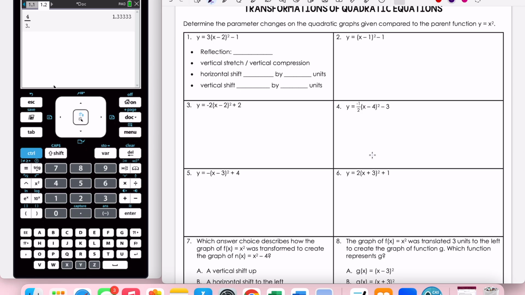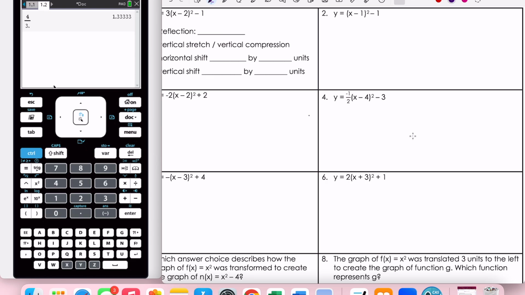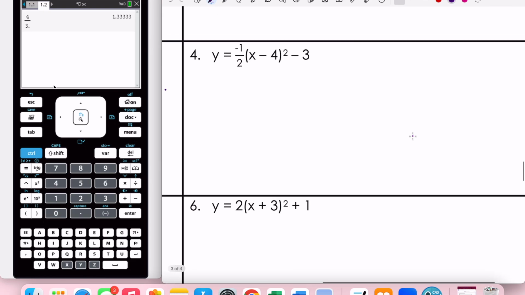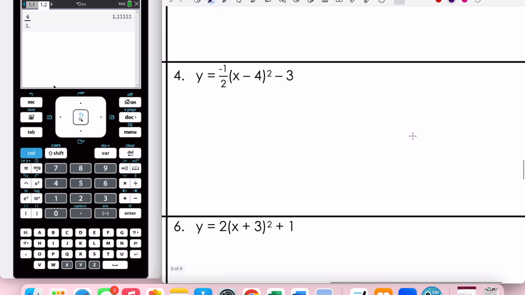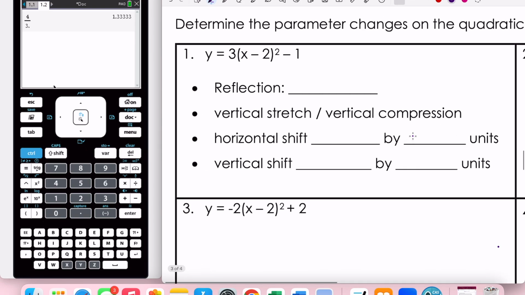for this to look like. So numbers 1 through 6, it says determine the parameter changes on the quadratic graphs given compared to the parent function y equals x squared. Let's go ahead and check out number 4. So number 4, we have y equals negative 1/2 times x minus 4 squared minus 3. Now guys, I want you to think of these bullet points as your template for the questions that you have to answer.